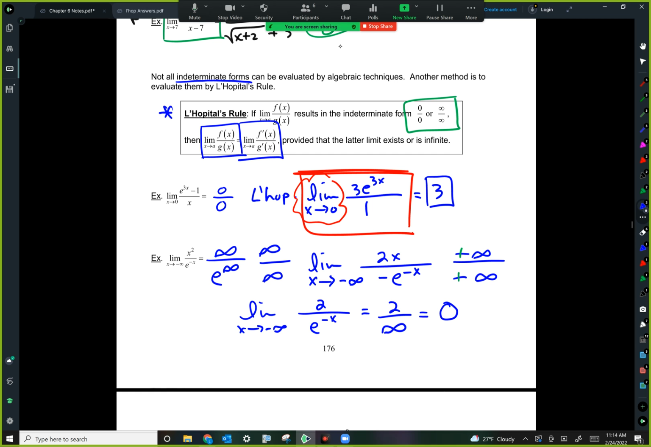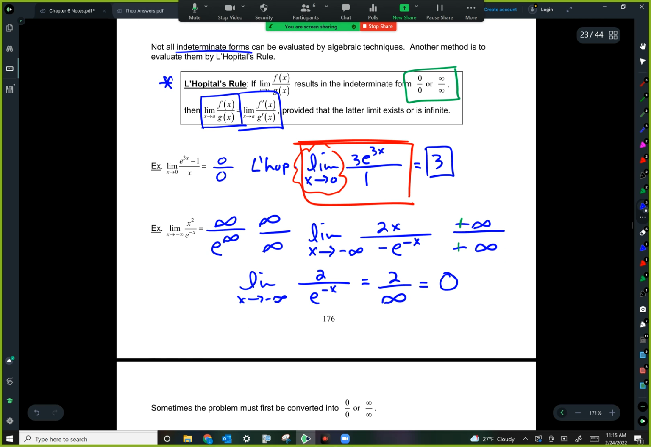Do you remember me saying that before? Okay, no. So the idea is, think about this. If you have, let's say, 1 over 10, and you compare that to 1 over 100, which one is a smaller value, 1 over 10 or 1 over 100? 1 over 100, right?